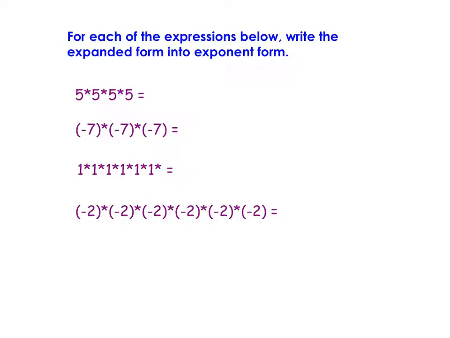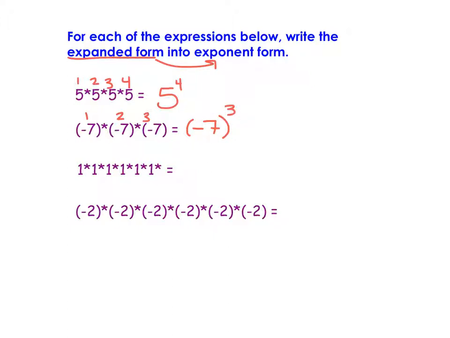Now on this slide, we're going to take the expanded form and write it into exponent form. So here I see 5 being multiplied by itself 4 times. So this would be a base of 5 to the power of 4, because there's 1, 2, 3, 4. Then here I see negative 7 in parentheses, so I'm going to keep it in parentheses to keep that negative with the 7. And then I see 1, 2, 3 times it's being multiplied by itself, so to the power of 3.